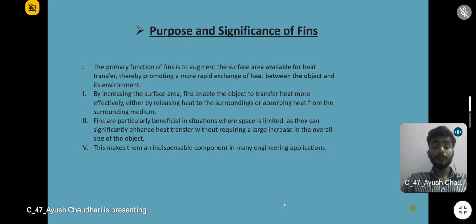The second one is that by increasing surface area, fins enable the object to transfer heat more effectively and efficiently, either by releasing heat to the surroundings or absorbing heat from the surrounding medium. Fins are particularly beneficial in situations where space is very limited.